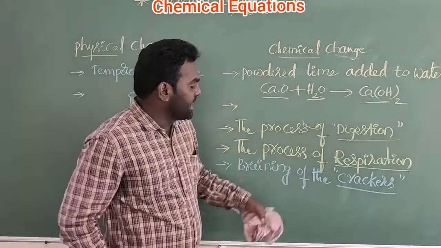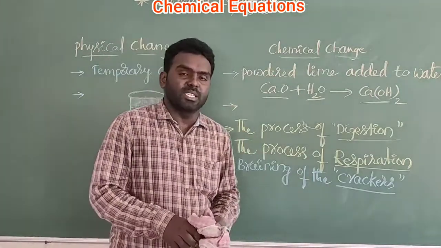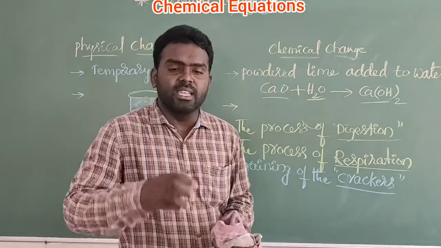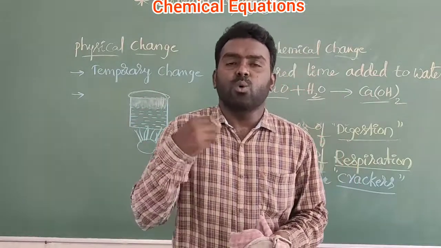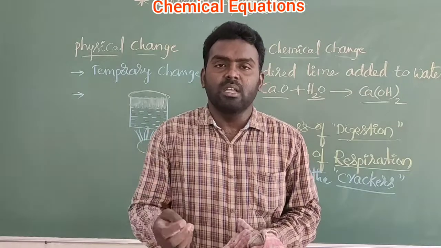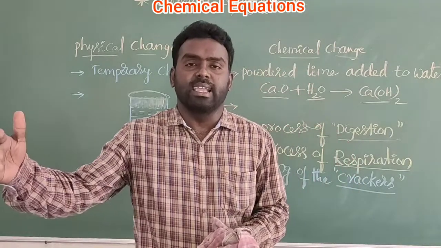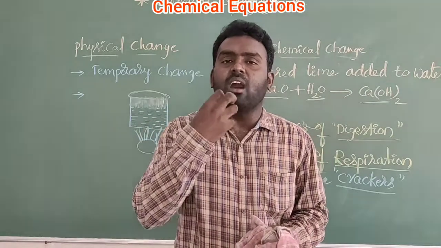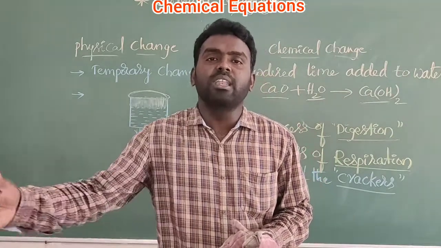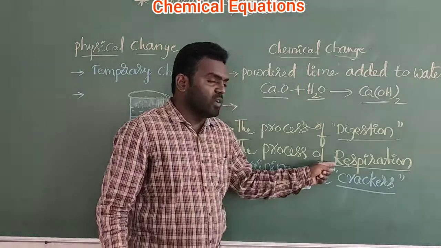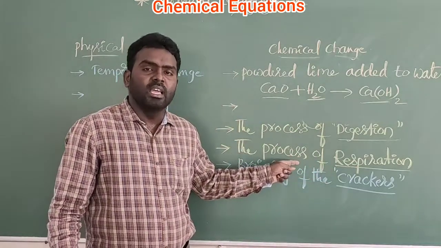By the observation of the second example here, the process of respiration. Generally, in the respiratory process, what happens is breathing in and breathing out. Human beings breathe in oxygen gas and breathe out carbon dioxide gas. By breathing in, we get the oxygen gas. By breathing out, we release the carbon dioxide gas. So therefore, the respiratory process is also called a chemical change.